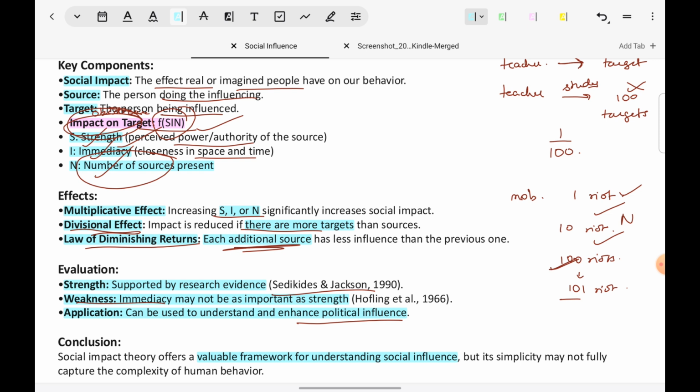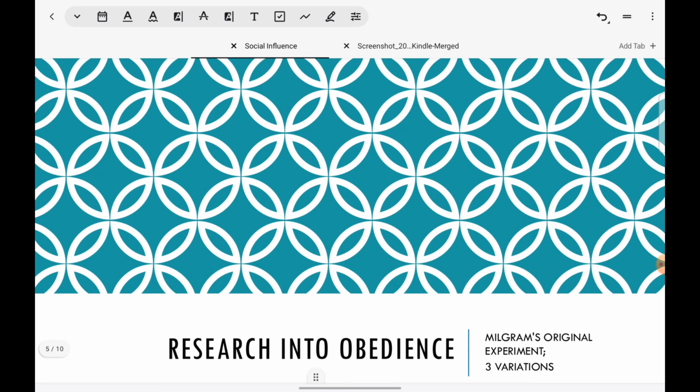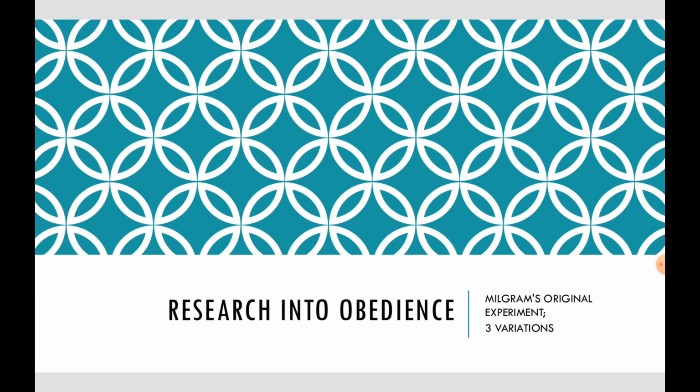But on the downside, we have seen that though the theory is comprehensive, yet it is simplistic, because there are many real world factors beyond sources and targets which can also influence the way people behave. As we saw in Hofling's study on nurses, the situation, the context in which people are being asked to obey can also play a very important role. That has not been looked into enough by this theory. It lacks some amount of depth. That is the initial part of obedience, the theories.